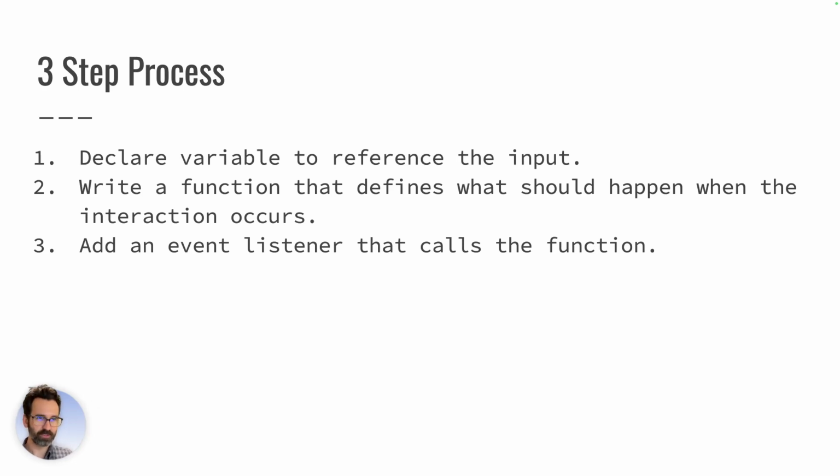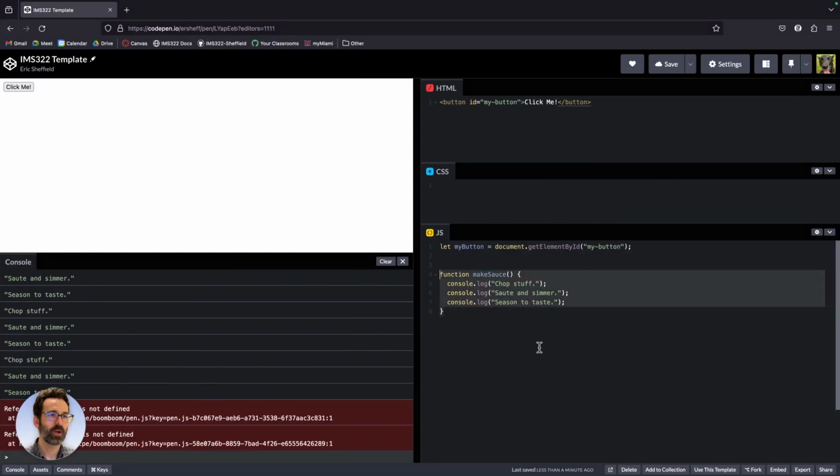When you write an event listener, you need to know two things. What kind of event is it listening for? And what's the name of the function that it's going to call? We already know that second part. We already have a function called makeSauce. The first part, what kind of event is it listening for? Well, it's a button. What do you do to a button?